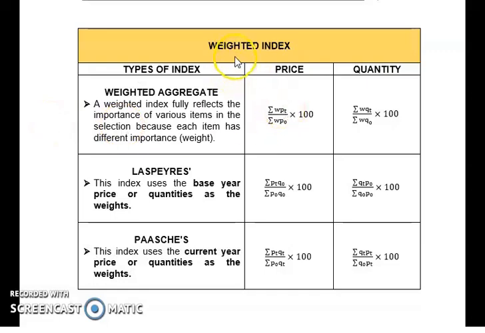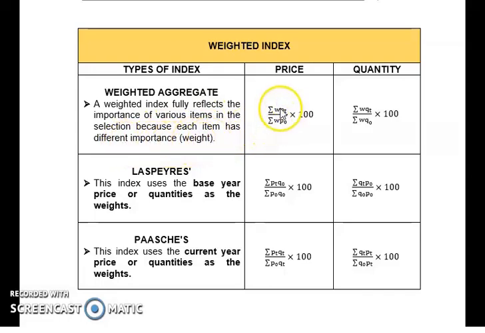Okay, here is weighted index. So under weighted index, we have weighted aggregate index, Laspeyres index, and last one is Paasche index. Unlike unweighted aggregate, a weighted index fully reflects the importance of various items in the selection because each item has different importance or the weight that we give.